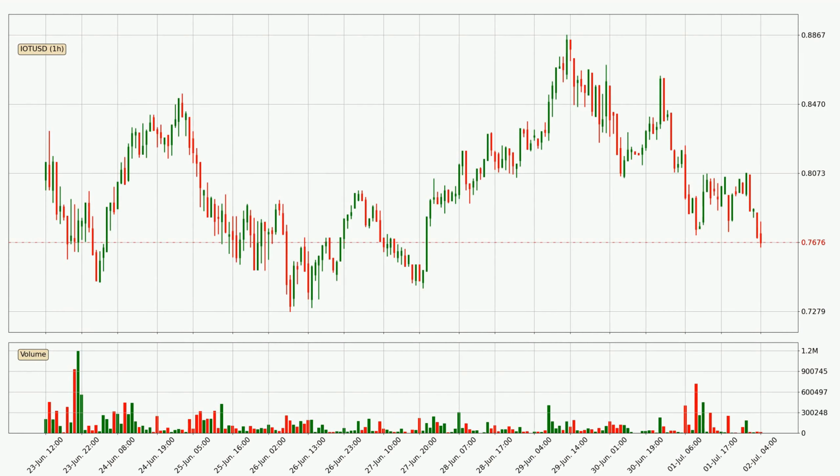Today, find out how the price of IOTA has changed and what the technical indicators EMA, stochastic RSI and MACD show. If you are unfamiliar with the indicators, check out the explanation videos below.